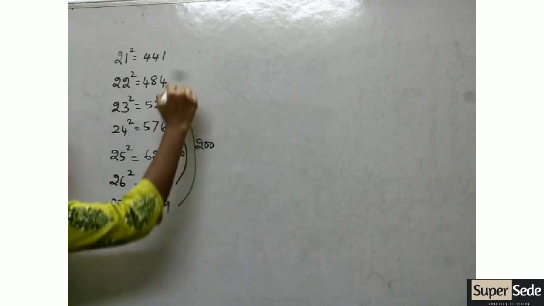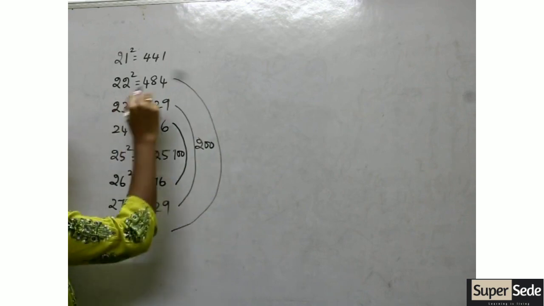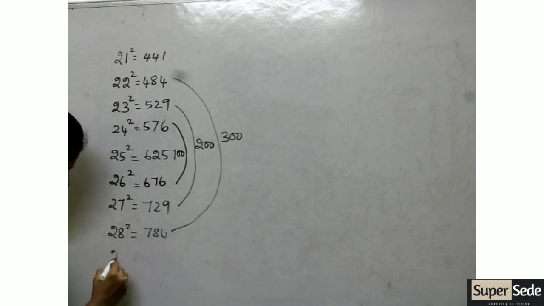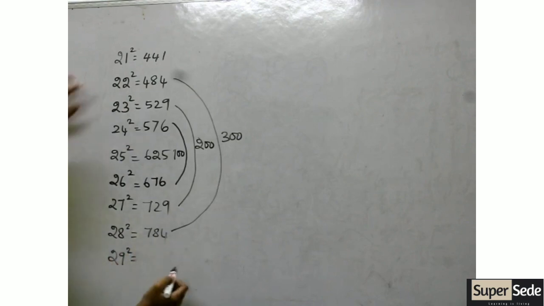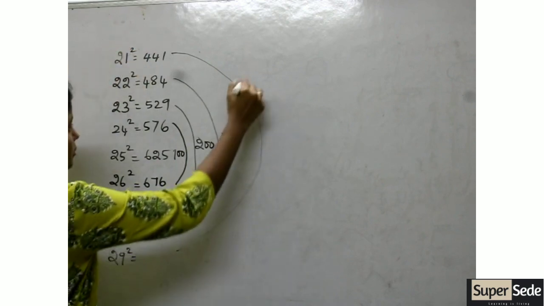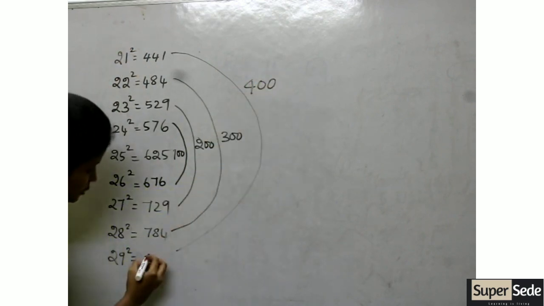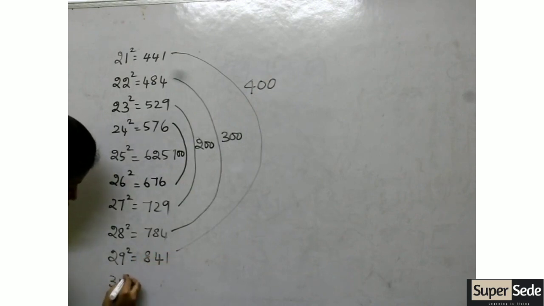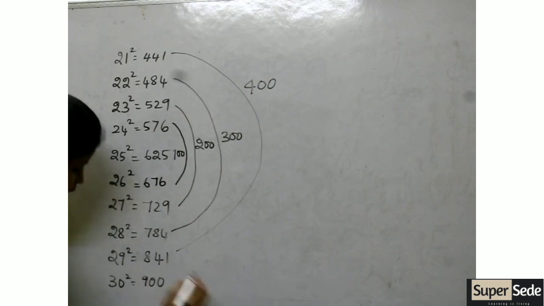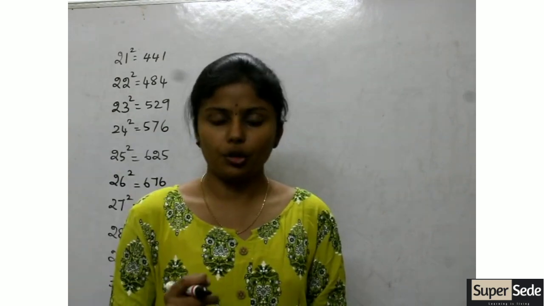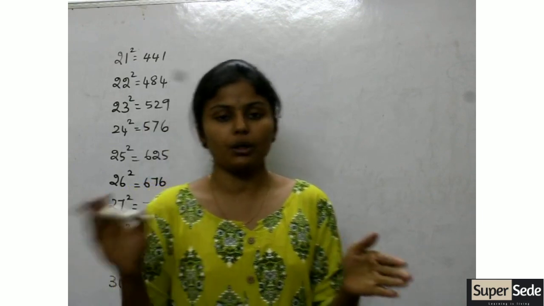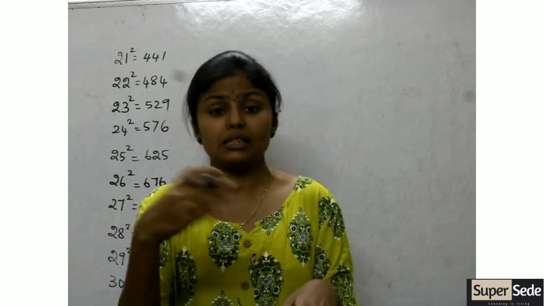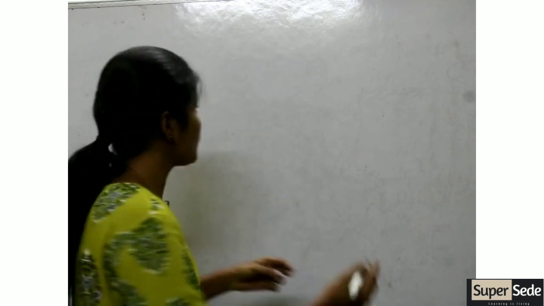In the same flow, 28 square would be 300 more than 484, which makes it 784. And 29 square would be 400 more than this, which makes it 841. And 30 square would of course be very easy for you to find out. 30 square is 900. Now, in order to find the squares of numbers from 31 to 125, I am going to split the numbers from 31 to 75 in one category and 76 to 125 in the other category.